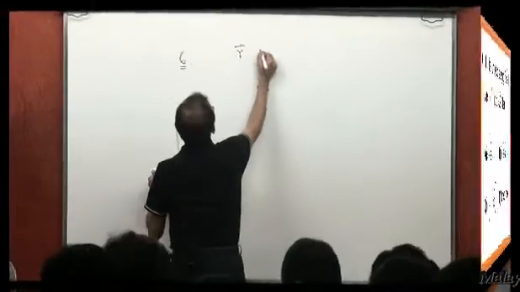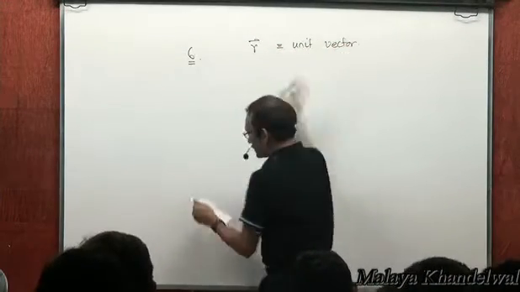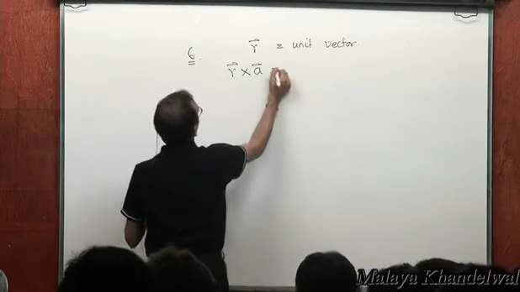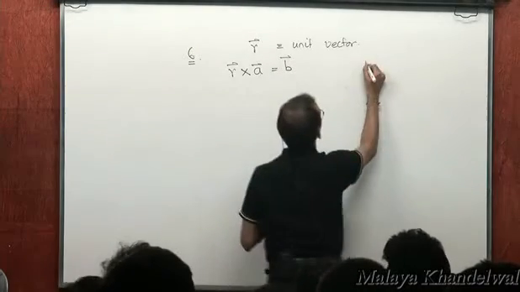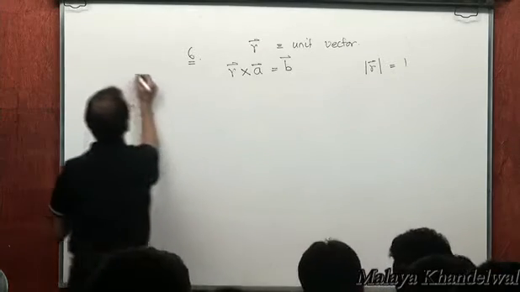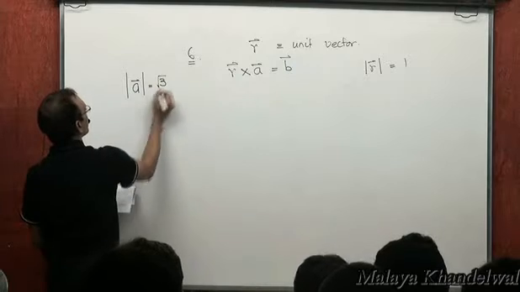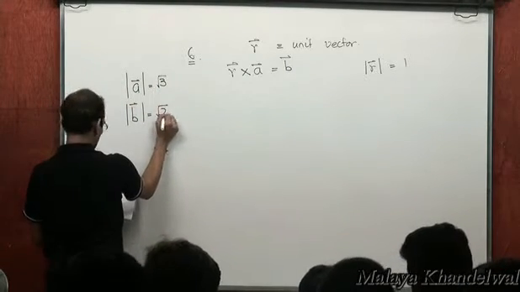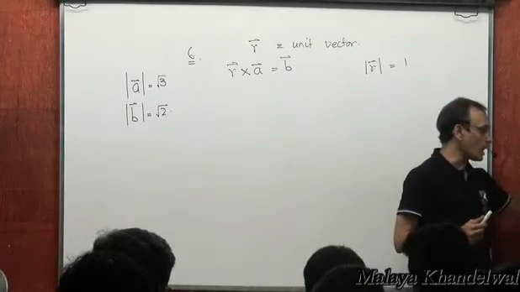r is a unit vector satisfying r cross A equal to B. Mod r is 1. And it's given that mod A is root 3, mod B is root 2. We want to be able to solve for r.